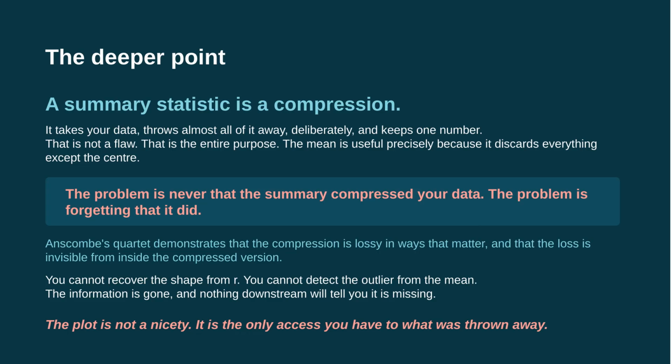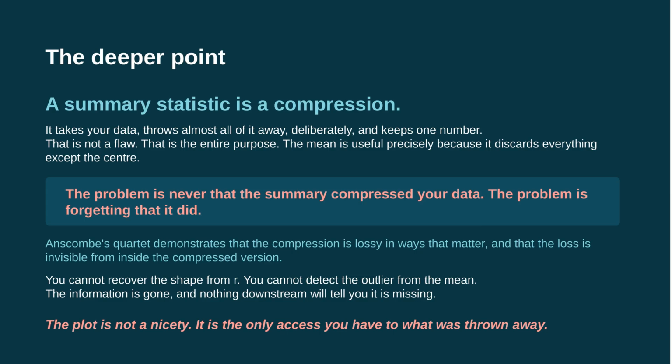There is a deeper point here, and it is worth being precise about, because "plot your data" gets repeated so often that it has become a slogan rather than an argument. A summary statistic is a compression. It takes your data and throws almost all of it away, deliberately, and keeps one number. That is not a flaw. That is the entire purpose. The mean is useful precisely because it discards everything except the center. The problem is never that the summary compressed your data. The problem is forgetting that it did.